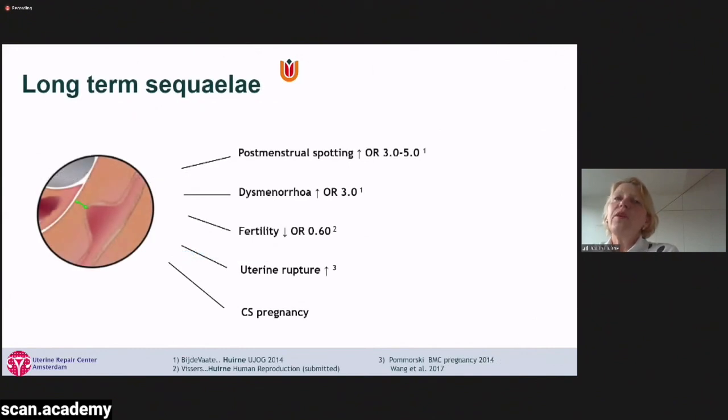Only recently we know that a niche is associated with long-term symptoms. In particular, the most prevalent symptom is postmenstrual spotting, but also dysmenorrhea. And recently we've shown in a large cohort study that it's also associated with lower implantation rates and lower ongoing and live birth rates. And it's also associated with uterine rupture and cesarean scar pregnancy. That's what we focus on today.